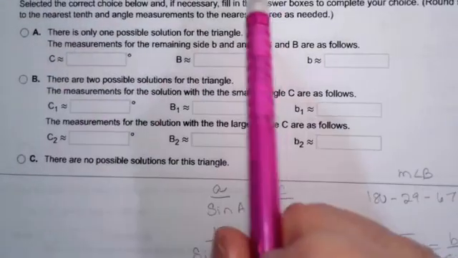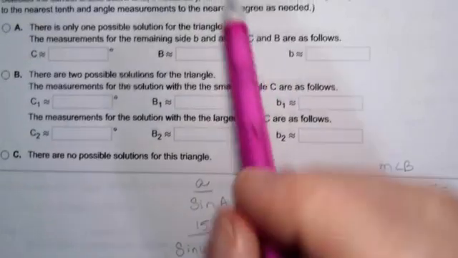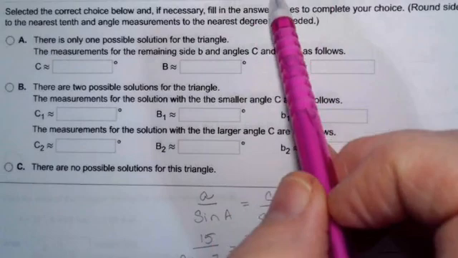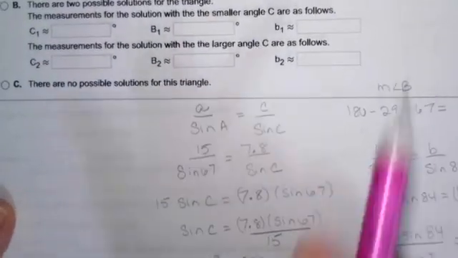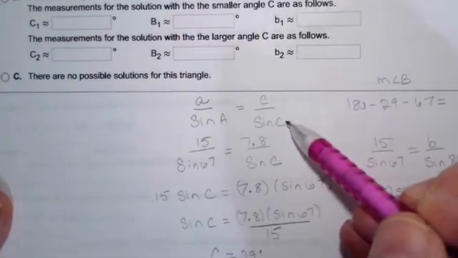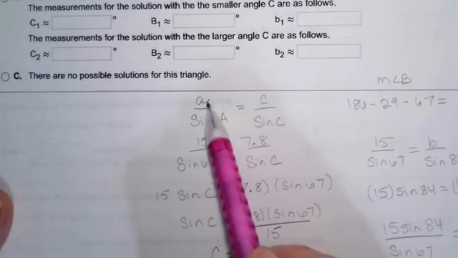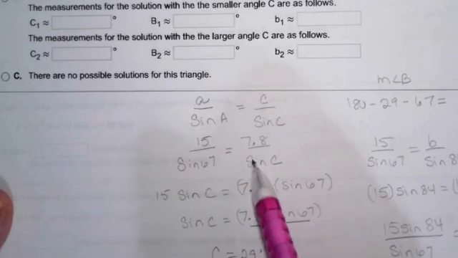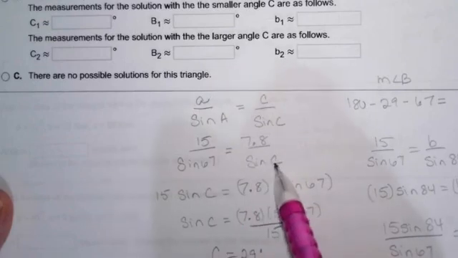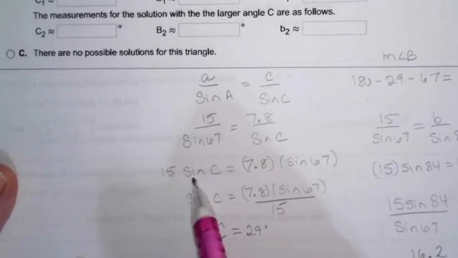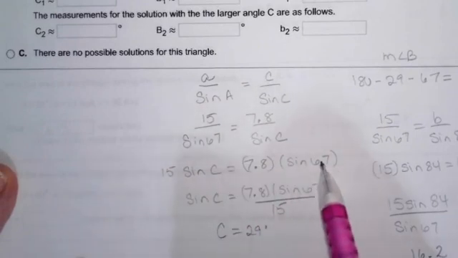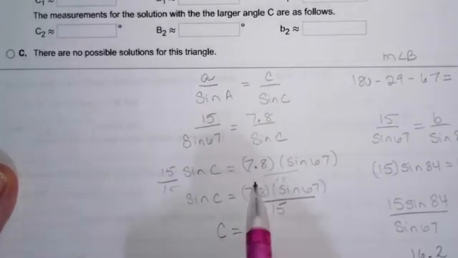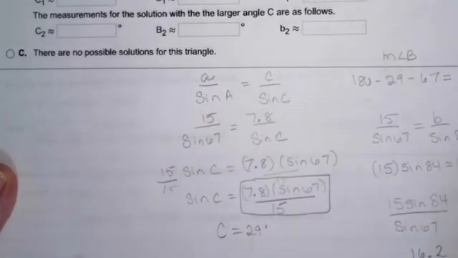Okay, number 12. Draw my picture. A is 67, side A is 15, side C is 7.8. So the first thing I'm going to do is try to find this angle C. I set up A over sine A equals C over sine C. So 15 over sine of 67 equals 7.8 over sine C. 15 times the sine of C is 7.8 times the sine of 67. I'm going to divide by 15 here. So this is what I get for the sine of C.